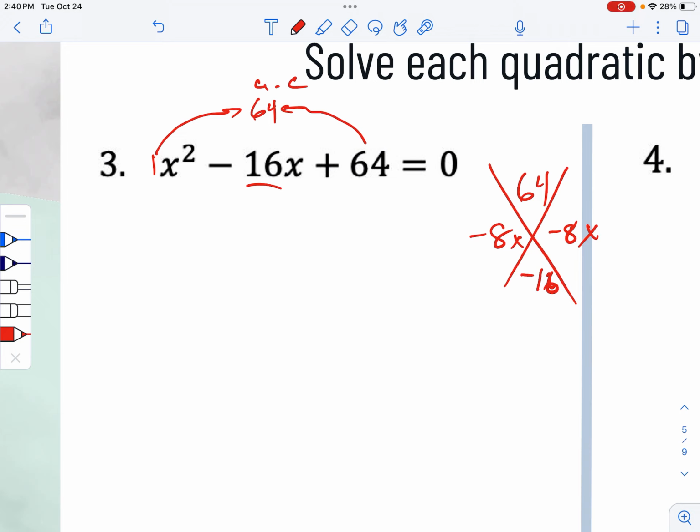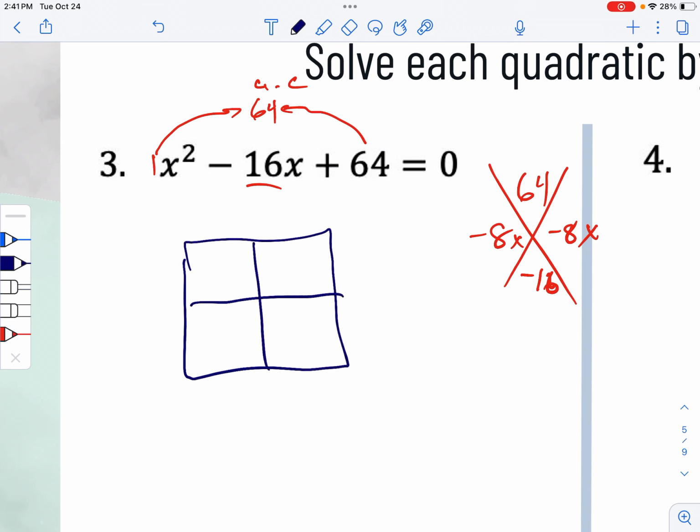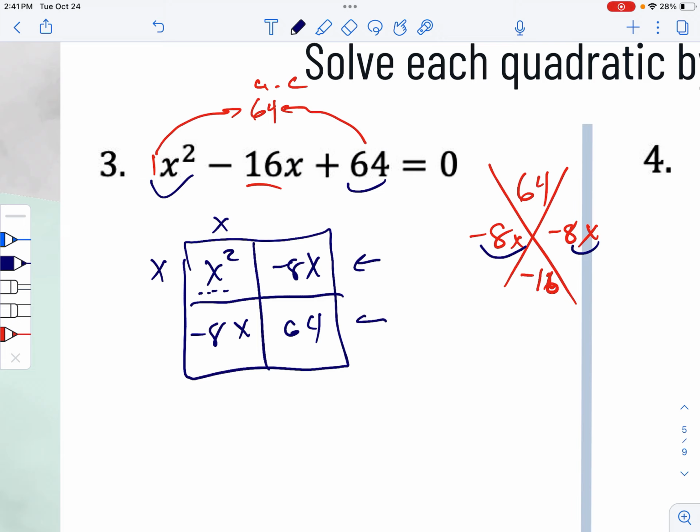X and X. I'll do grouping on this one. No, I'm going to do box. I want to show you something in box. What do we got here? So my first term is x squared, and my last term is 64, and then throw in your negative 8x's. Okay, so going across, looks like they both have an x. And I'm going to put an x here because x times x is this x squared right here, so that should work out. The bottom row, you'd think it'd just be 8, right?